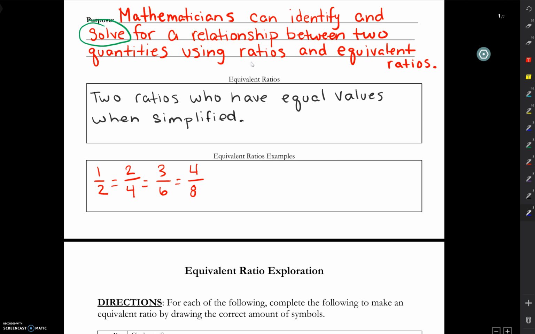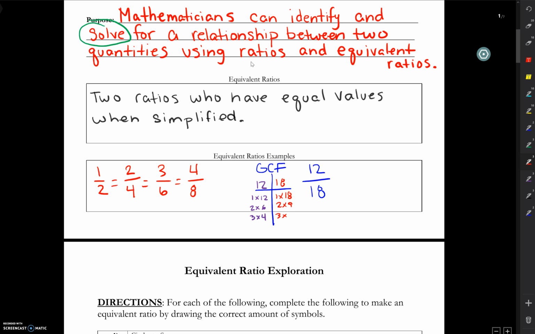Another way to find equivalent ratios is to have something like 12/18. And it would be to simplify the ratios by finding the greatest common factor. So we would find the GCF. And this is an easy way to find equivalent ratios. So 1 times 12, so 12 is going to go here, 2 times 6, 3 times 4. And then on the other side, we'd have 18. So it'd be 1 times 18, 2 times 9, 3 times 6.